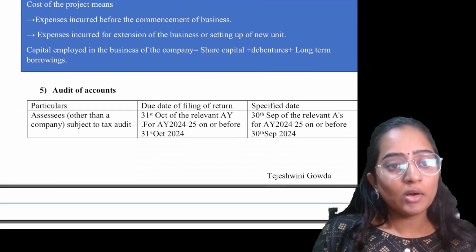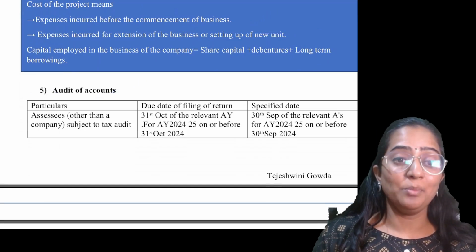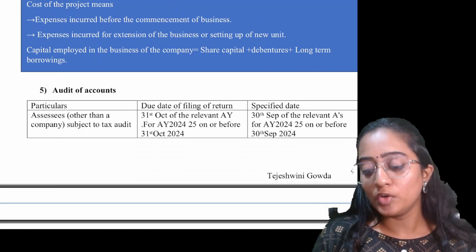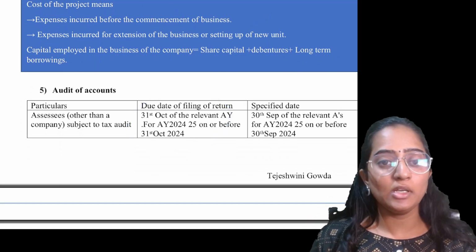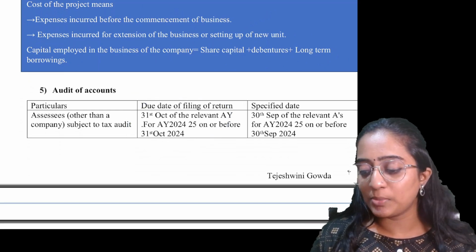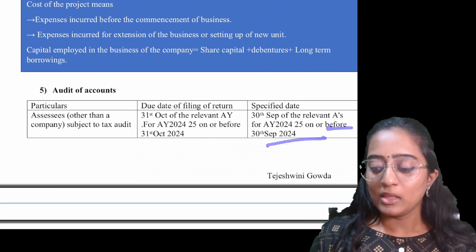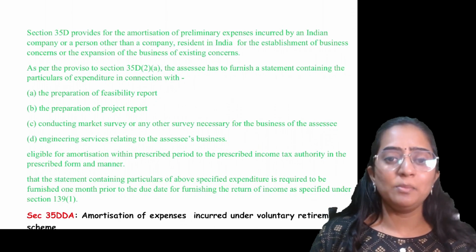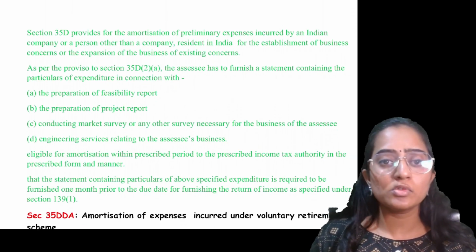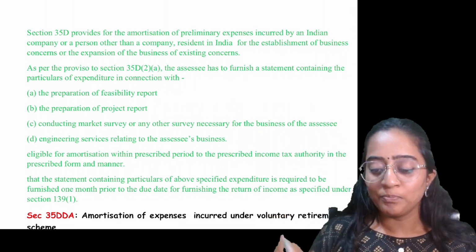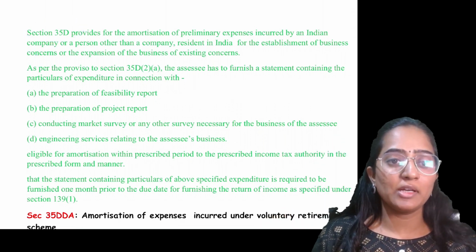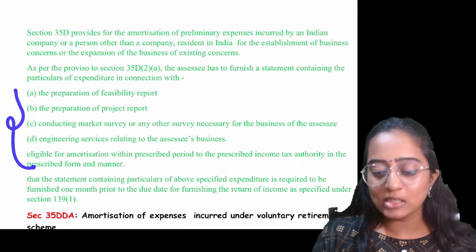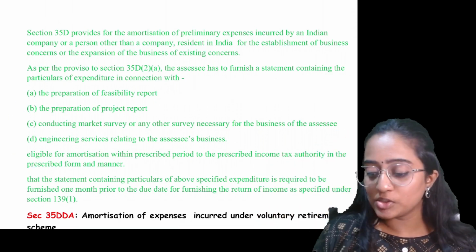Done. So audit of accounts: if you are subject to tax audit, your due date would be 31st October of the relevant assessment year, or 30th September of the relevant assessment year. They have considered something called a specified date. This was an amendment relevant for your September attempt also, wherein it was stated that if you are taking deduction under section 35D, now you have to furnish a statement of expenditure in connection with these things to the income tax department.